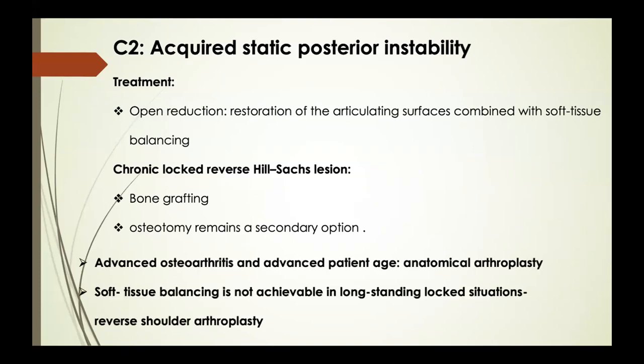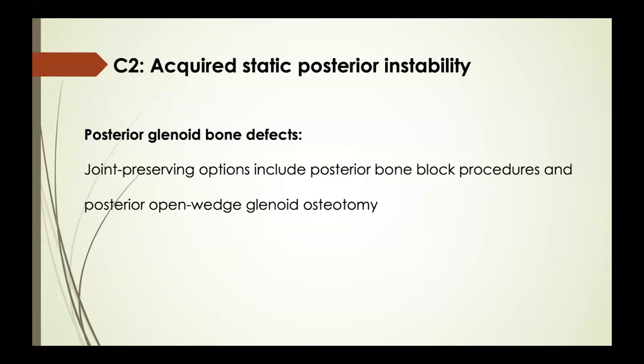In advanced cases, if osteoarthritis is present and the patient age is also advanced, we should go for an anatomical arthroplasty. In case the soft tissue balancing is not achieved in the long term, reverse shoulder arthroplasty may be helpful and it may give a good functional outcome. In case of posterior bone defect, the procedure should include posterior bone block and posterior open wedge osteotomy.